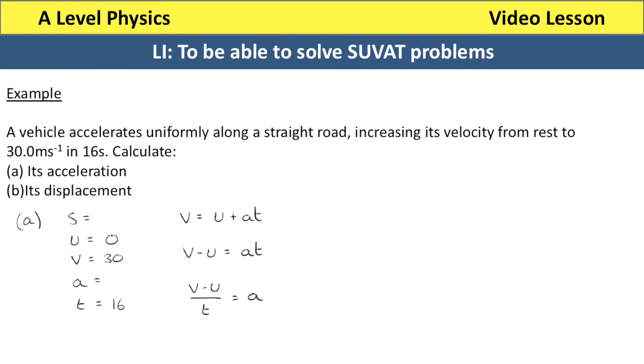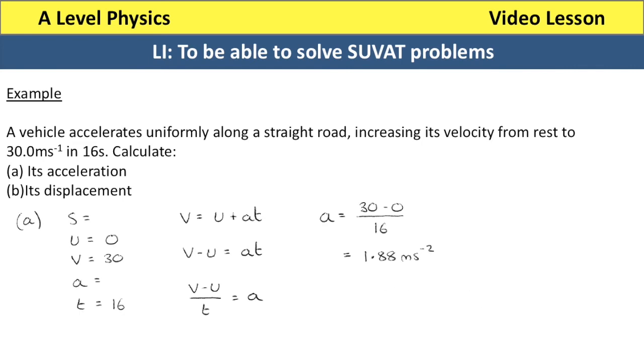Now, in an exam, do you need to show every one of those steps? Possibly not. You could probably jump straight to a equals v minus u over t. We now sub the values in. V is 30, u is 0, and t is 16. So we end up doing 30 divided by 16, which gives us an answer of 1.88 meters per second squared.